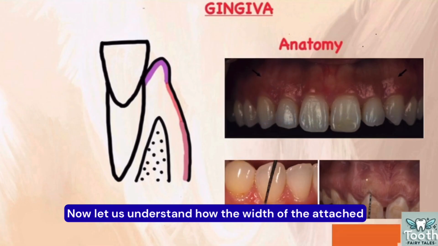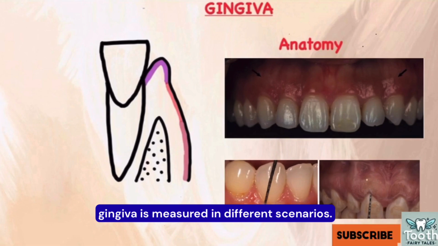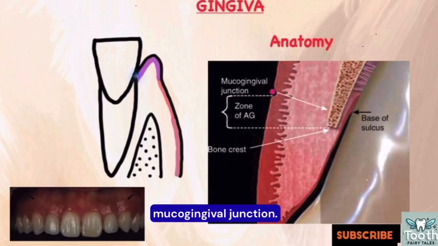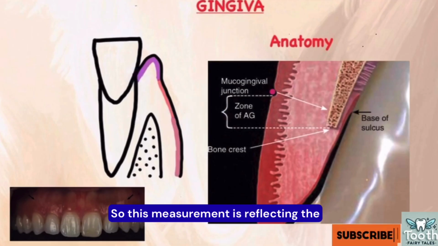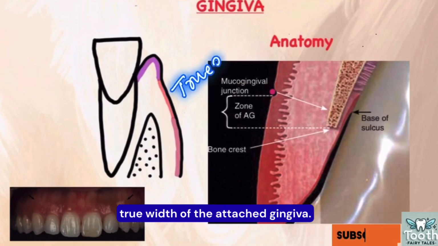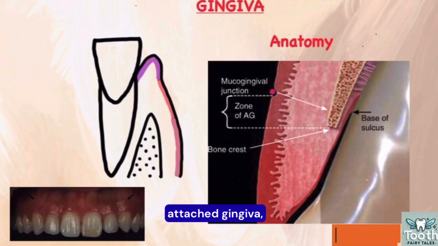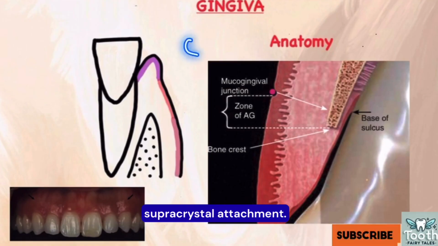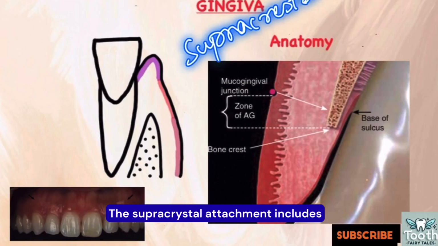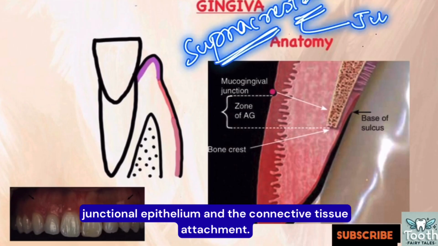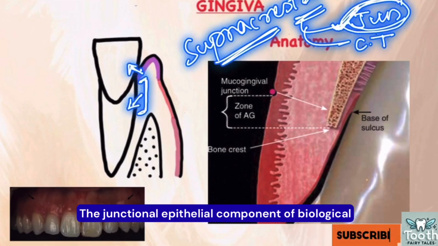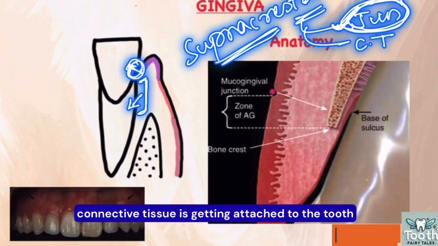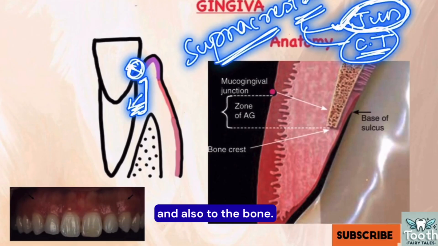Now let us understand how the width of the attached gingiva is measured in different scenarios. In healthy periodontium, attached gingiva is measured from the base of the sulcus to the mucogingival junction. So this measurement reflects the true width of the attached gingiva. When you are trying to understand the width of the attached gingiva, it is important to know about the biological width. The new term for the biological width is the supracrestal attachment. The supracrestal attachment includes two components, junctional epithelium and the connective tissue attachment. The junctional epithelial component of biological width or the supracrestal attachment is attaching to the tooth, and the connective tissue is getting attached to the tooth and also to the bone.